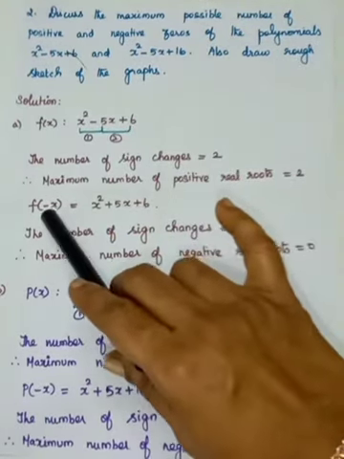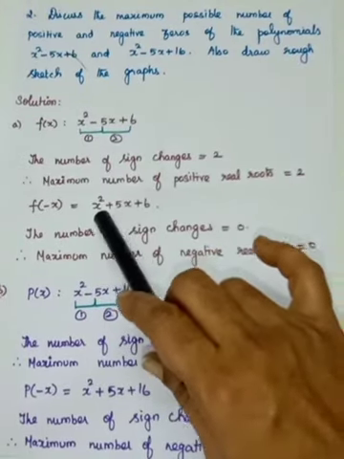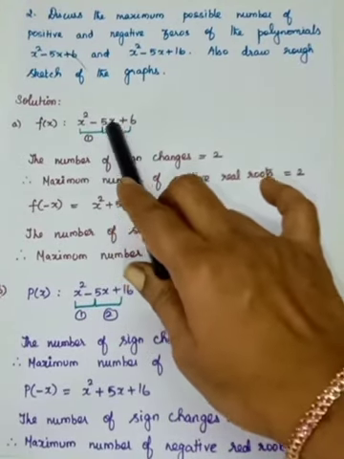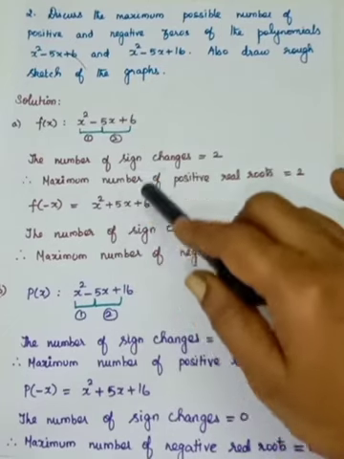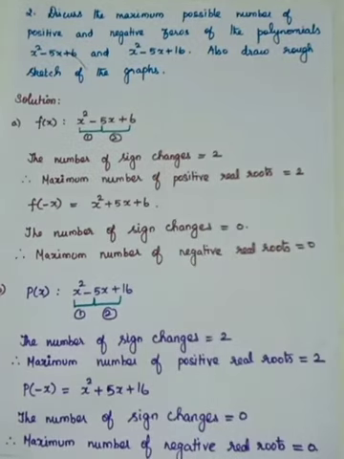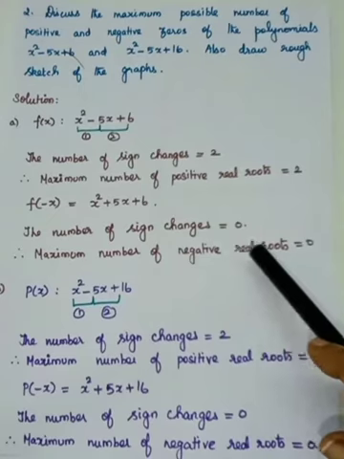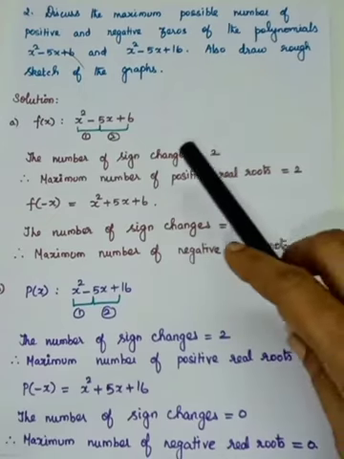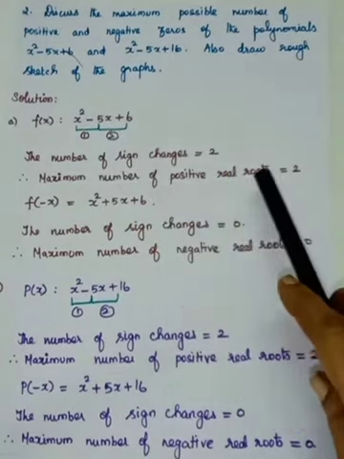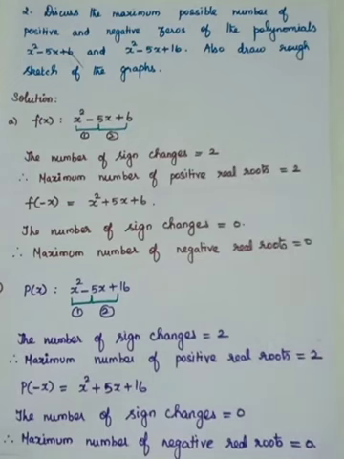Take f of minus x. So minus x the whole square is x squared. If we substitute minus x here, it is minus into minus plus 5x plus 6. So see all the terms are positive. There are no sign changes here, so the number of sign changes is 0. So therefore the maximum number of negative real roots is 0. So this polynomial has at most 2 positive real roots. It may have 0 real roots, or 1 real root, or 2 real roots.